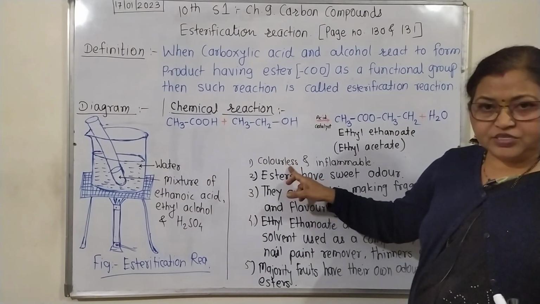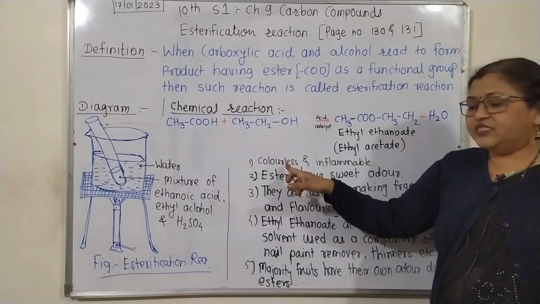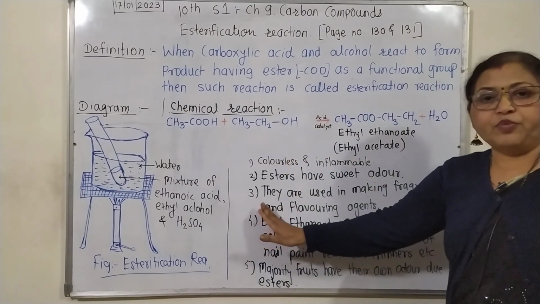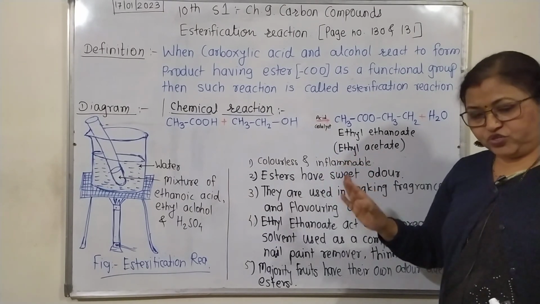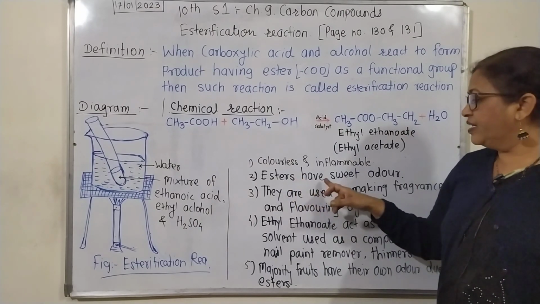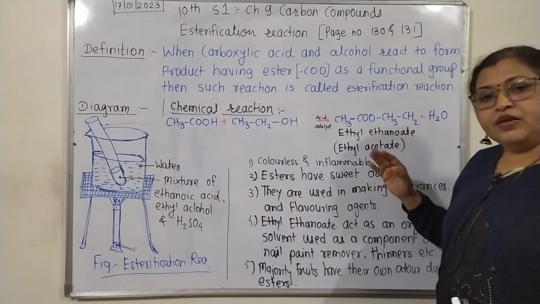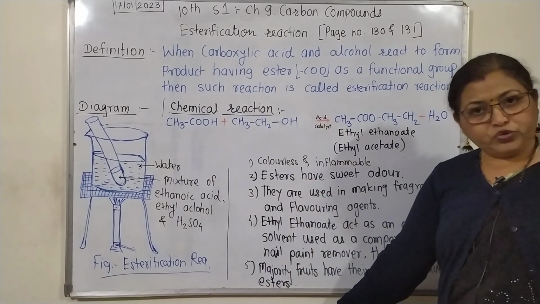Esters are colorless. You can separate these two words as two sentences. Esters are colorless. Second point, they are inflammable. Do not write highly. Actually they are, but they are inflammable. And the third characteristic, that they have sweet odor. ये हो गए characteristic. उसके बाद third point से आते हैं उसके uses.